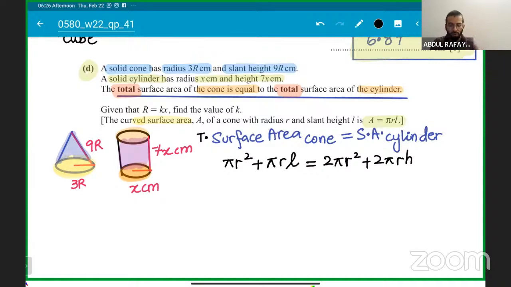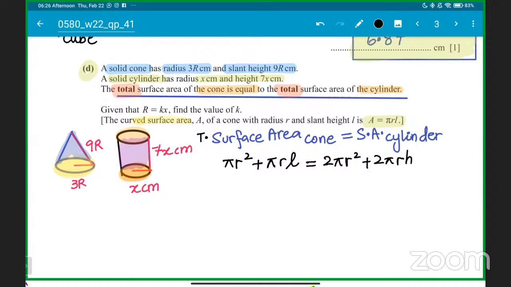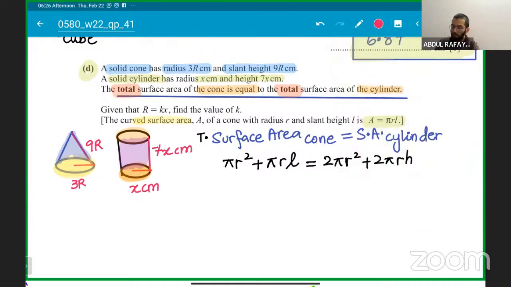First thing, everyone should understand this. Guys, got it? Clear? Following with me? Understood? Is everyone clear? Yes, sir. Pi r square plus pi r l is equal to 2 pi r square plus 2 pi r h. Now we are going to put the values, sir.